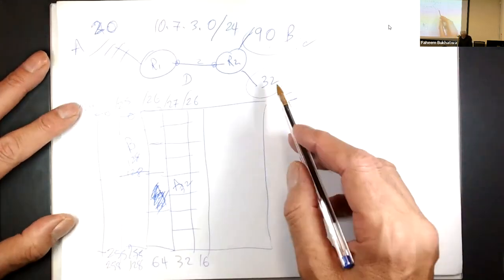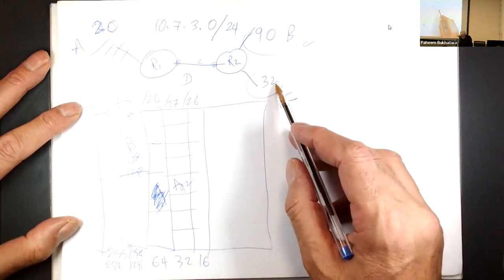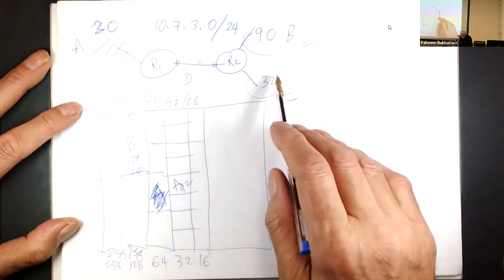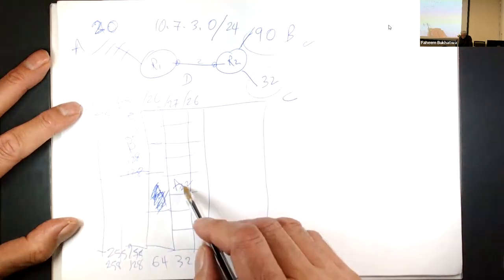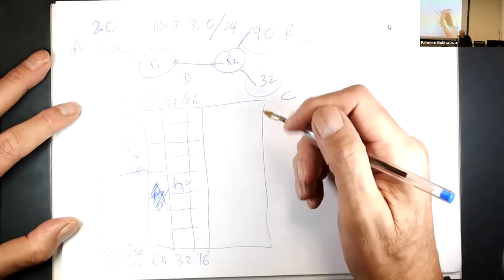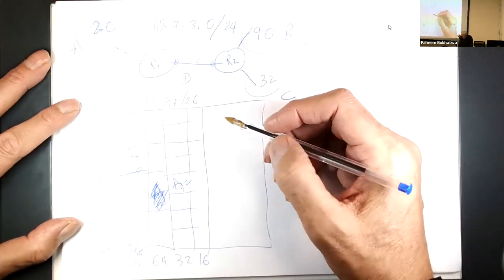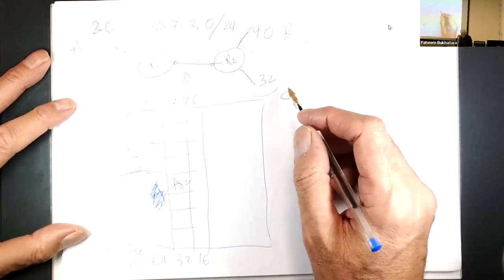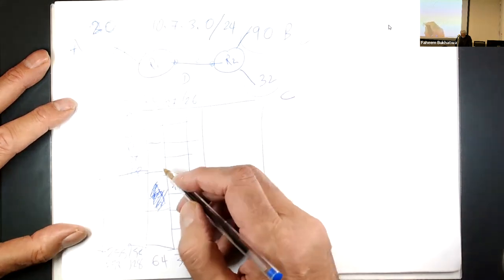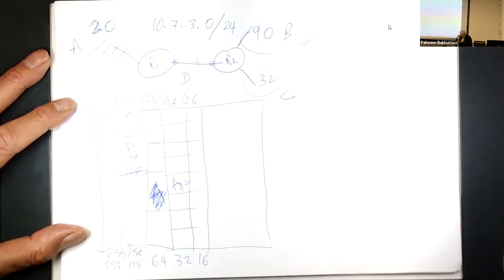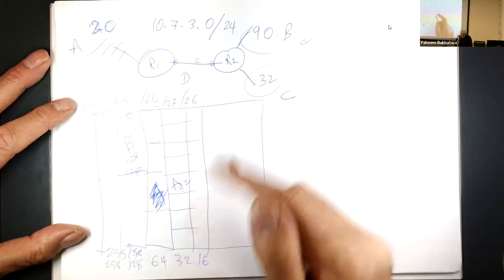Oh, 32 should have been, hold on. That's B, we allocated it. Now C is bigger. We should have allocated C before A. I'll leave C to you. C is 32, so slash 26. Slash 26, why? 64 addresses. Yeah? 32, yeah, you can't do any return.